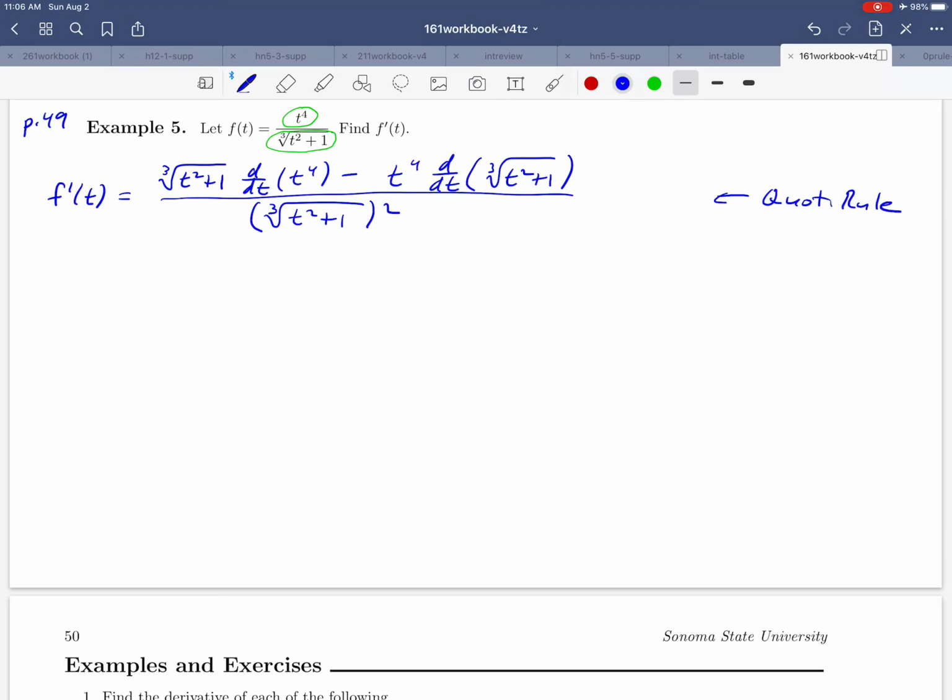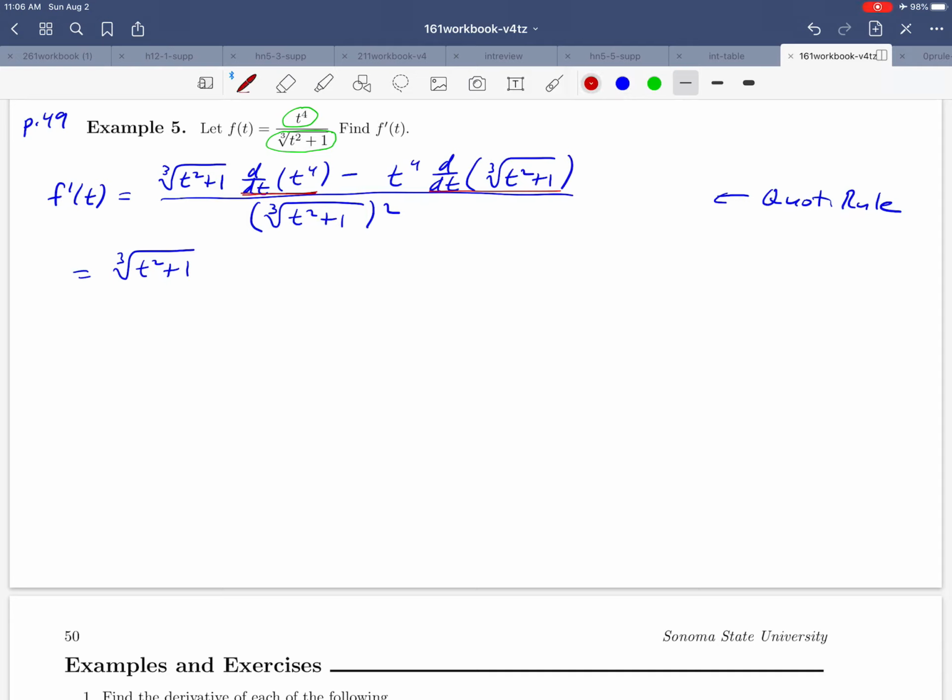Now to finish the problem, notice that we have a couple of derivatives to take, one here and one here. If we can do those two derivatives, we're done with the problem. So let's work through this left to right. We were starting with the cube root of t squared plus 1. No derivative to take there. We're done with that term.